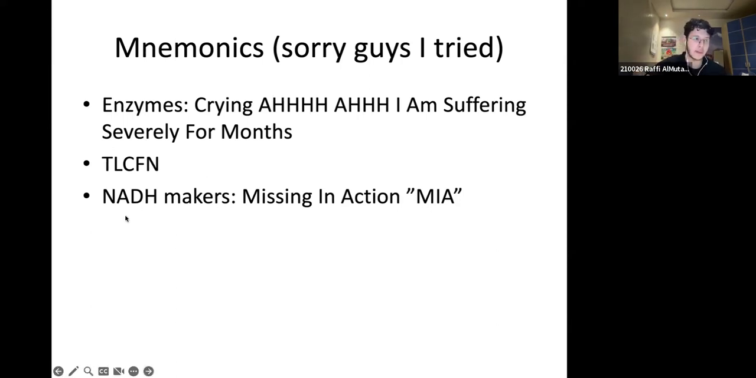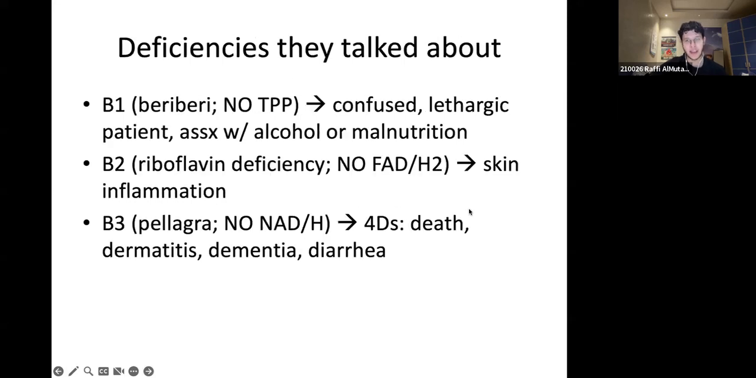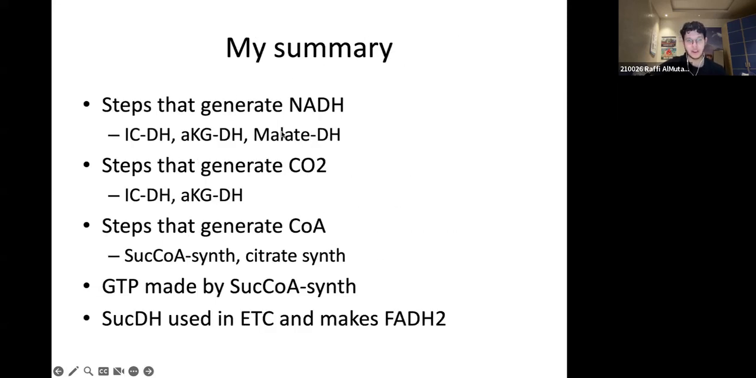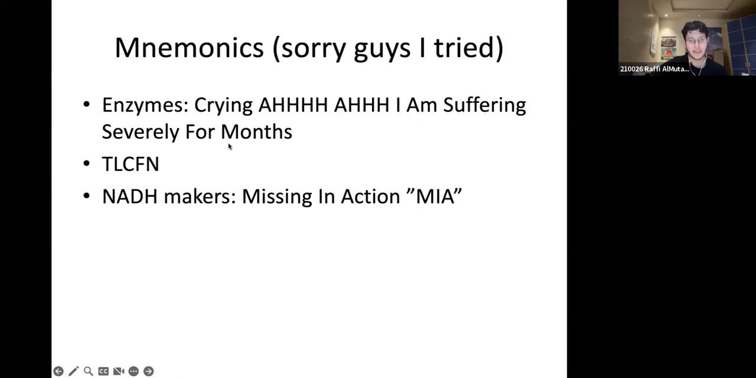The lovely coenzyme for nerds, you should be familiar with this. Thiamine pyrophosphate, lipoic acid, CoA, FAD, and NAD. And then NADH, the makers of NADH, you can remember them as missing in action or MIA. So you have, for example, here, malate dehydrogenase, isocitrate dehydrogenase, alpha ketoglutarate. So MIA.